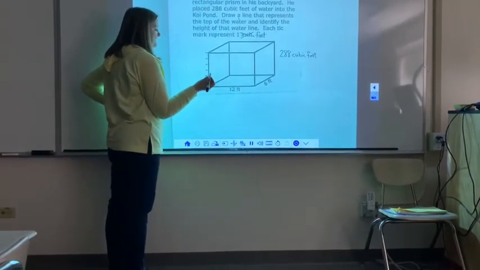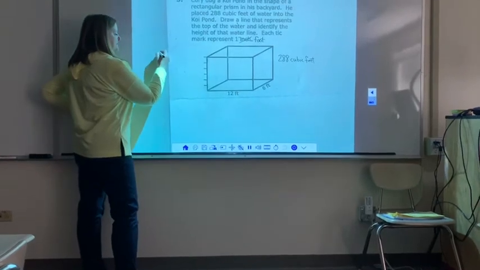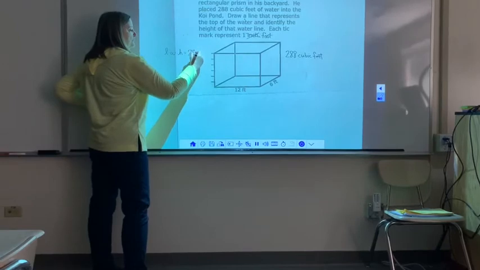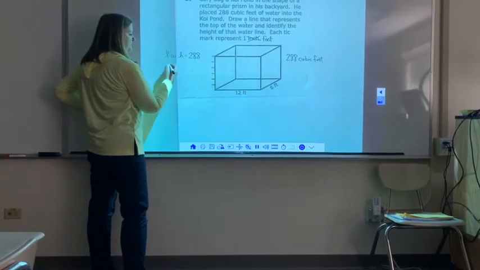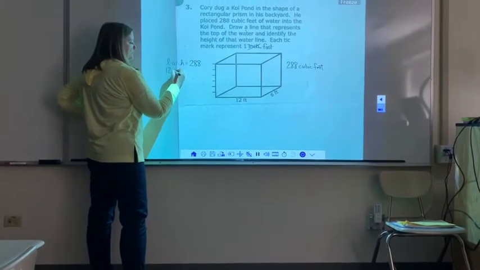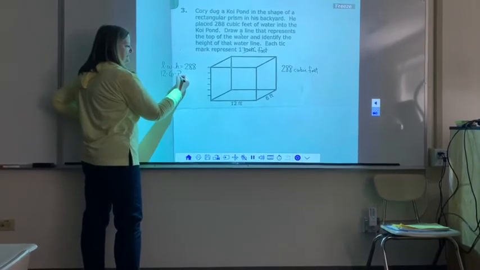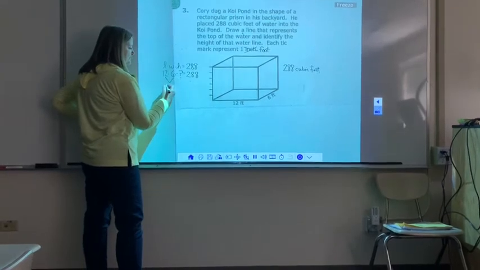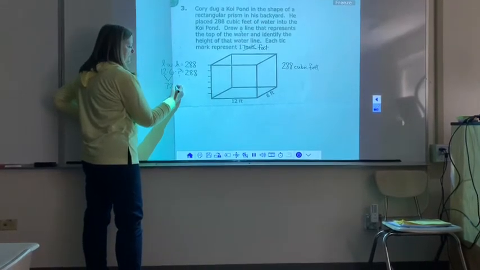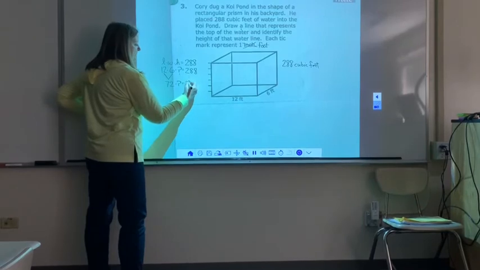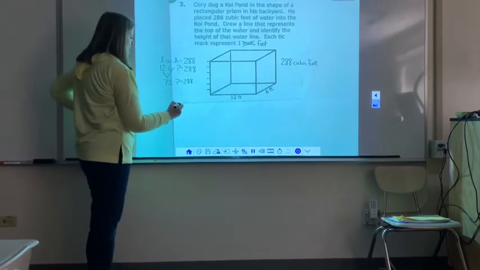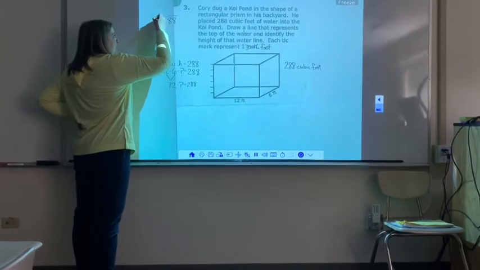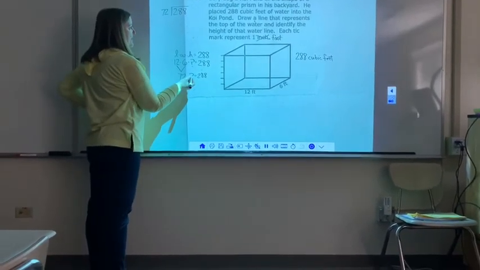So to find the volume, remember we take the length times the width times the height, and that's going to equal our total cubic feet of 288. So our length is 12, the width is 6, we don't know what the height is yet, and it's going to equal that. So we multiply these two, that's 72 times something, that's going to equal 288. So we can take 288 and divide it by the 72, and that will tell us what the height will be.